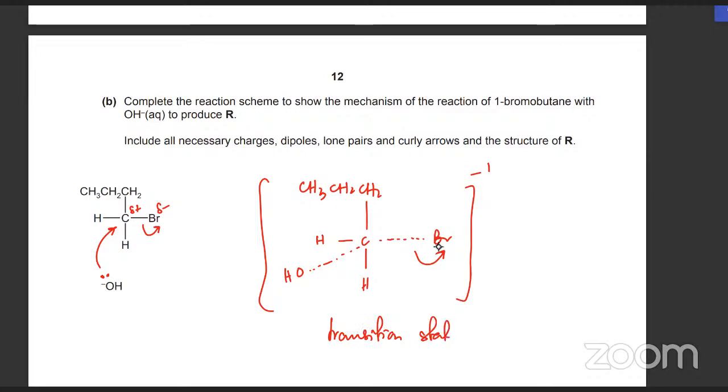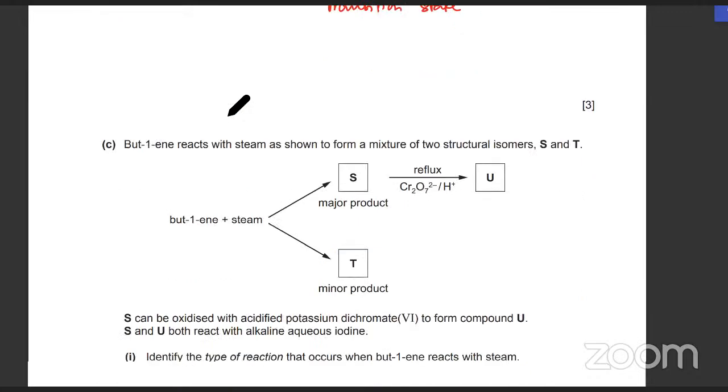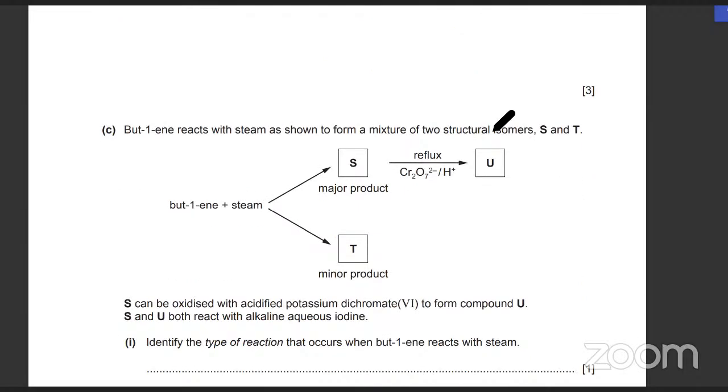बस वो आखिरी end में ना वो OH आ जाएगा उसकी जगह, Br की जगह. Now you have butanene reacts with steam as shown to form a mixture of two structural isomers S and T. So butanene, उससे एक major product बनता है, एक minor product बनता है. So butanene is this thing.